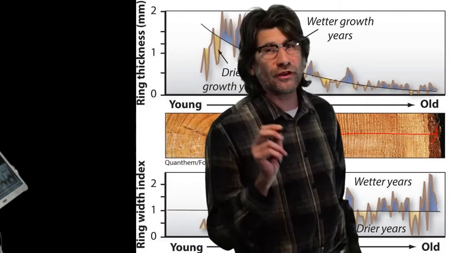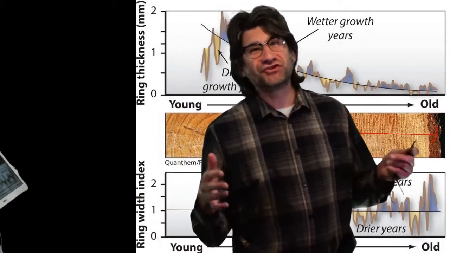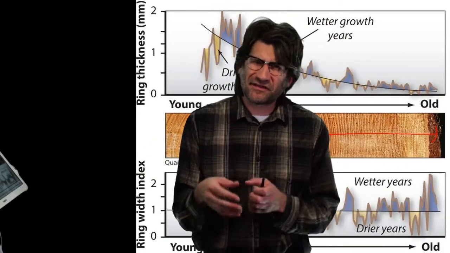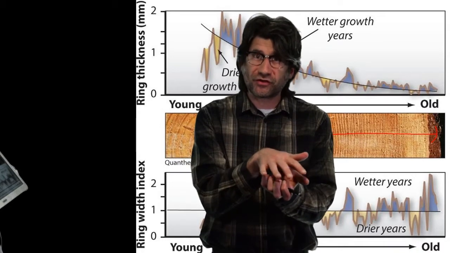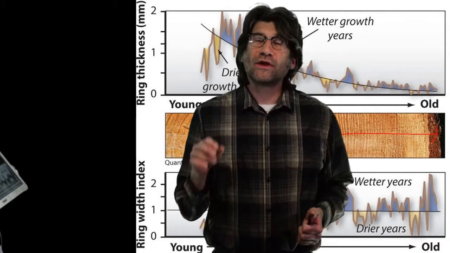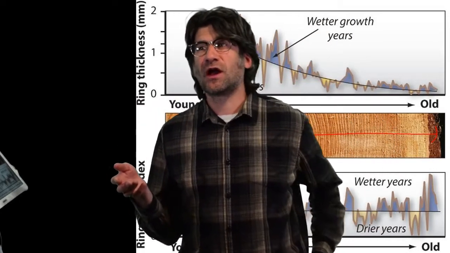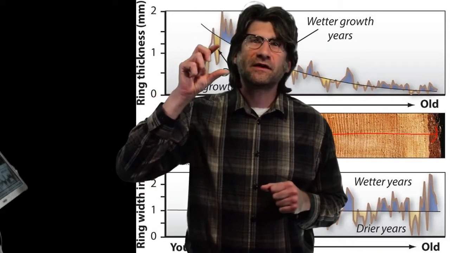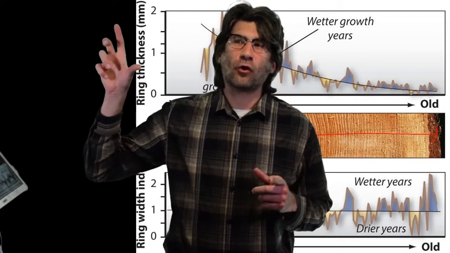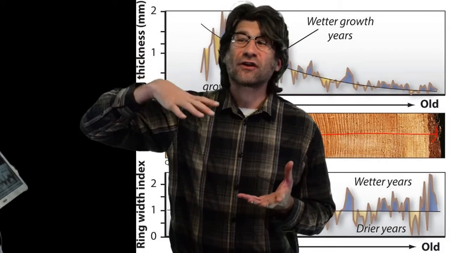Now here's a really cool thing about trees. We can use trees and tree rings not just to establish the timing of when a surface became stable and the trees colonized that surface. We can also use trees and tree rings to tell us a little something about paleoclimate. That's because the width of the ring is influenced by two things: how old the tree is, and also the conditions during that growing year.